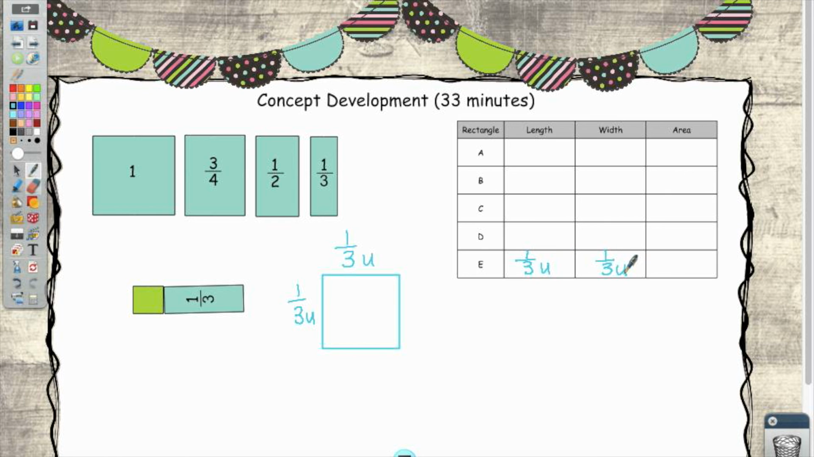I'm going to pull a stick for the answer. Abdiel, what's 1/3 times 1/3? 1/9. So my area is 1/9 unit squared.